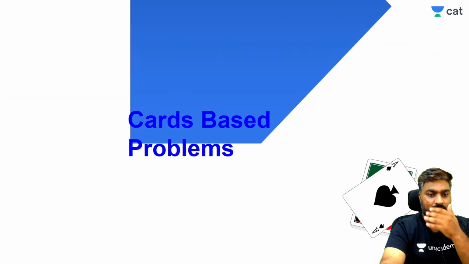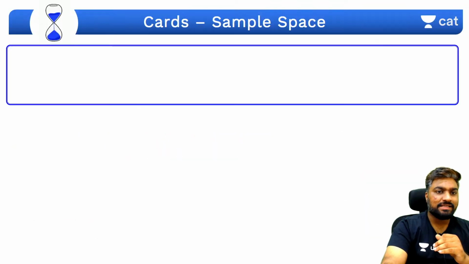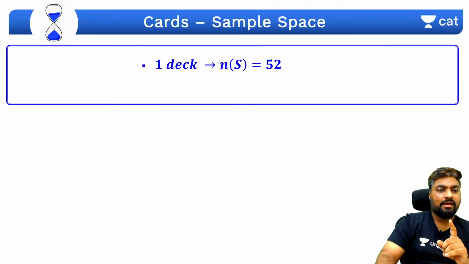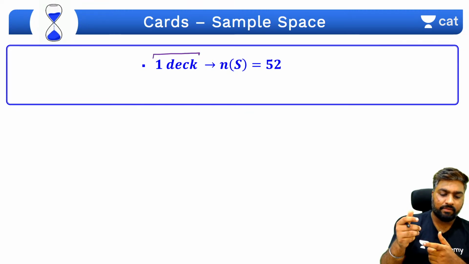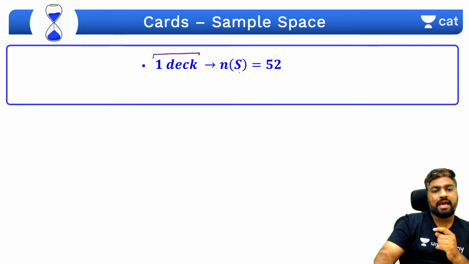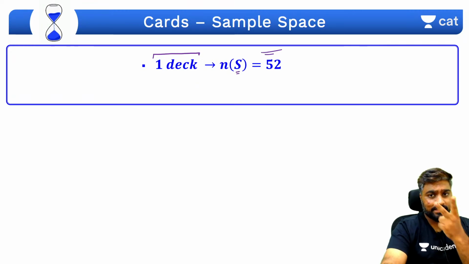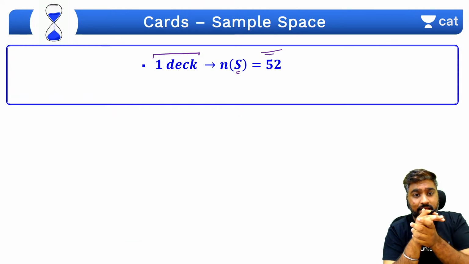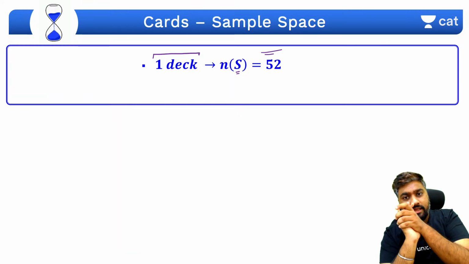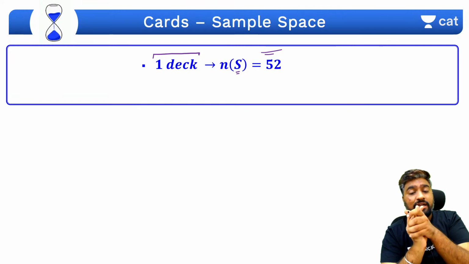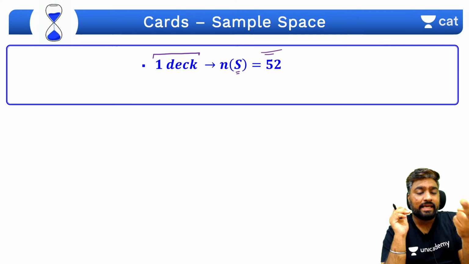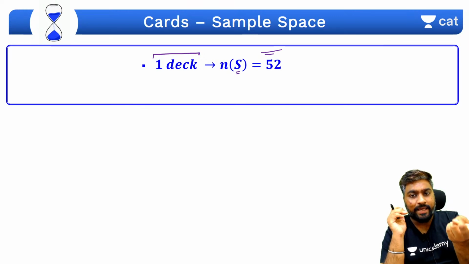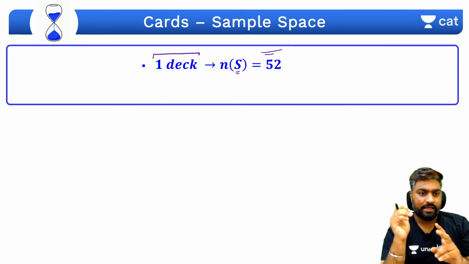Before beginning with the problem, let's talk about the sample space. If there is one deck, shuffled or non-shuffled, it doesn't matter because a random card will be picked. So if there's one deck, the sample space will have 52 cards. If 2 decks are put together, then there will be 104 cards, but 2 of each will be duplicates. 2 kings of hearts, 2 queens of diamonds, right? All will be duplicates.